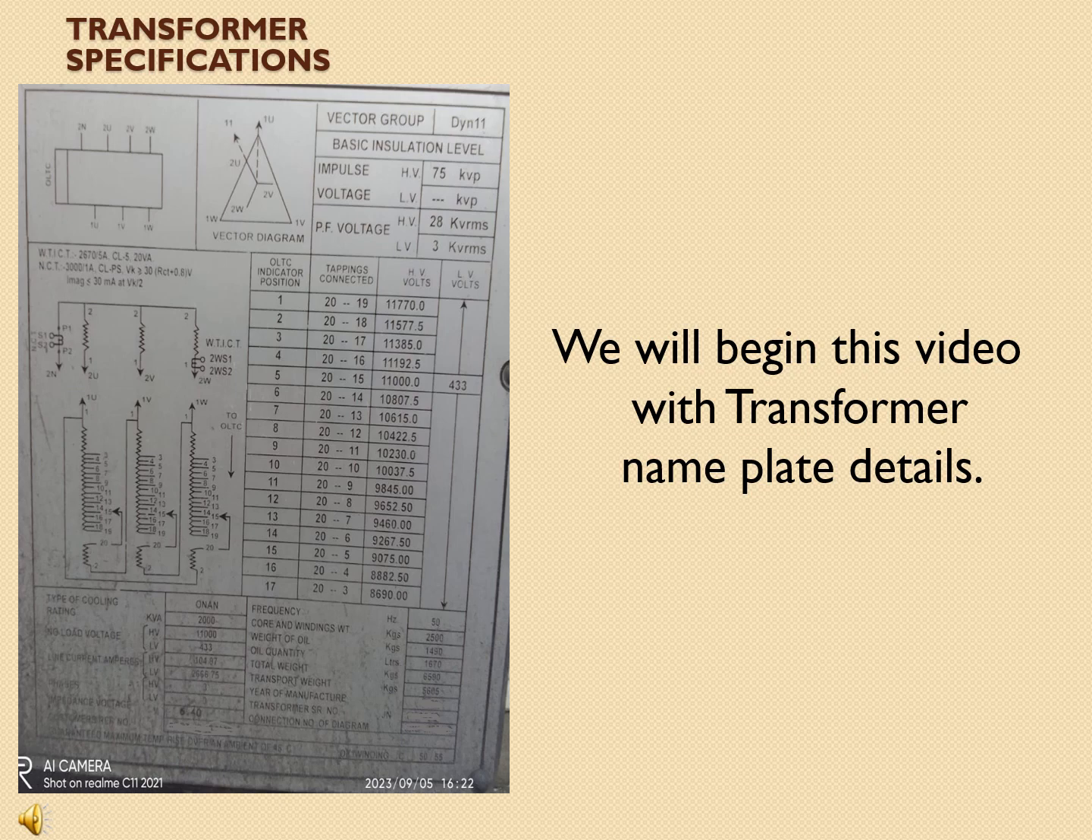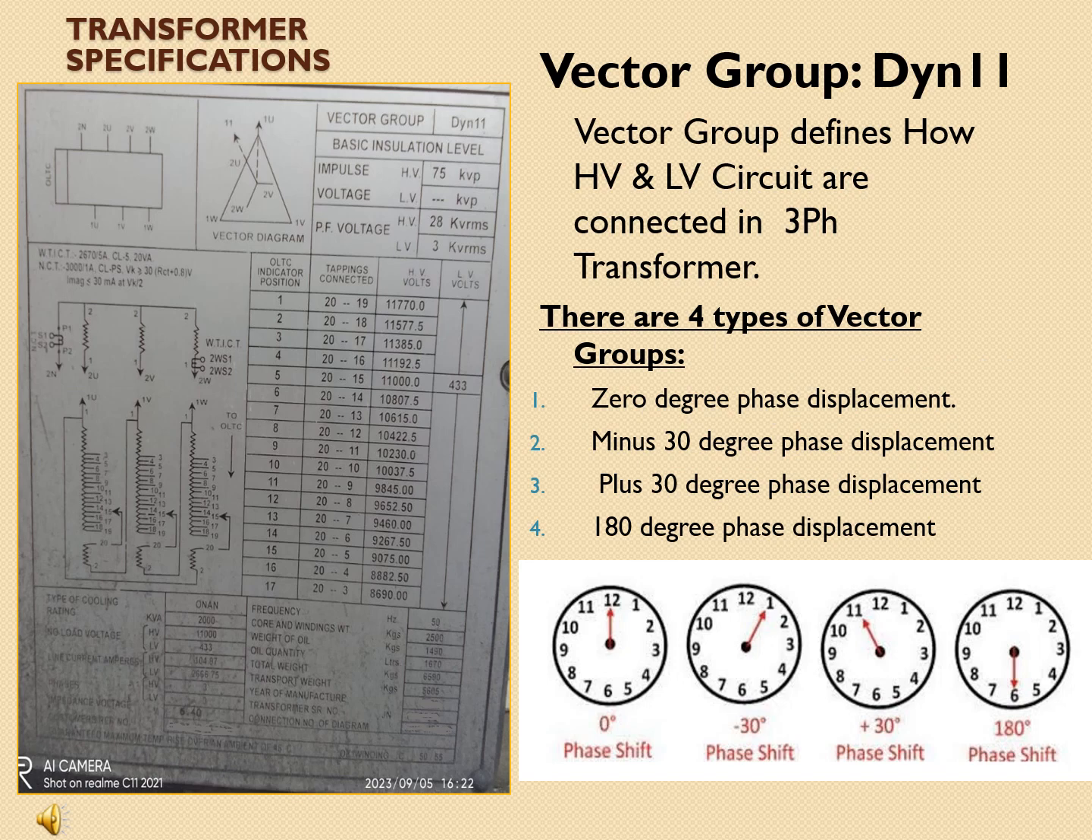The photo I have enclosed on the screen has been taken from a transformer installed at my site. See in the image, we are going to discuss the OLTC, vector diagram, vector group, voltage levels, basic insulation level, CT details, OLTC tap details and position indicators, and the transformer specification. Everything is mentioned in the lower part of the image. We are going to discuss all these parameters in this video. Please keep watching.